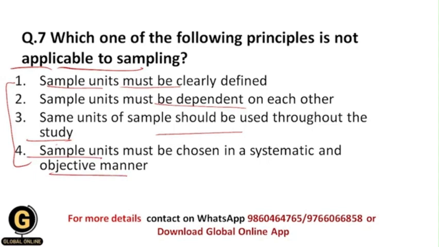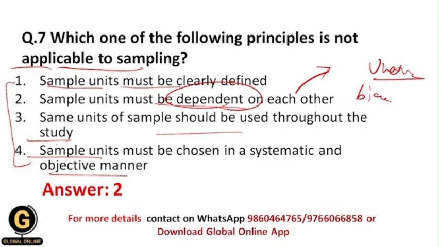So your correct answer should be 2, because sample units must not be dependent on each other. When sample units are dependent on each other, then that sampling technique would be unethical, and as well it would be biased, okay, because the sample units are dependent on each other. And that's why this is the principle which is not applicable to sampling.